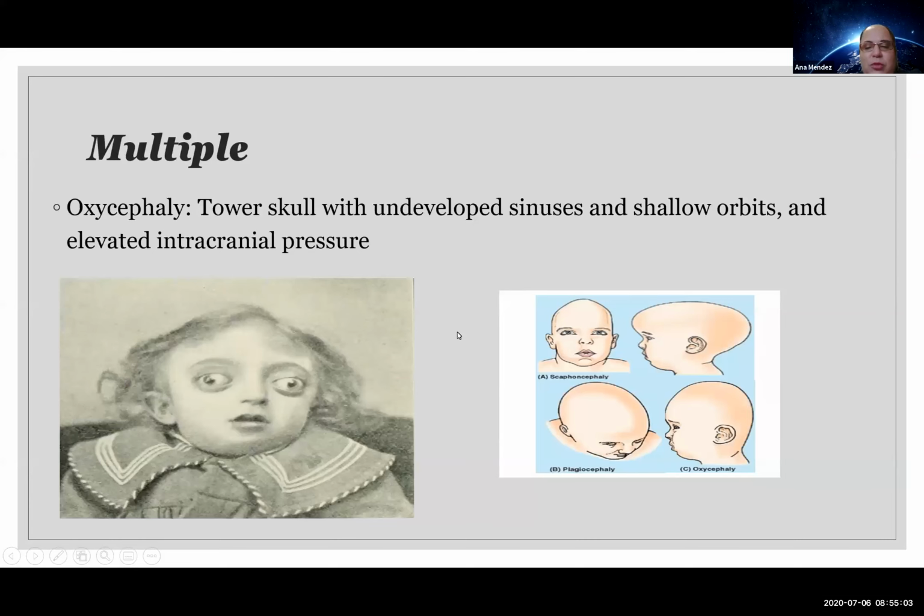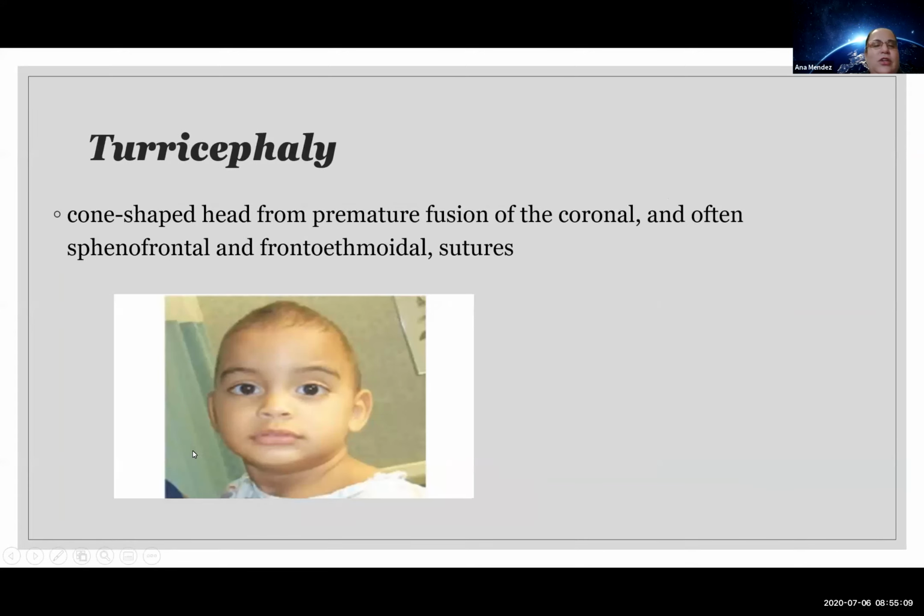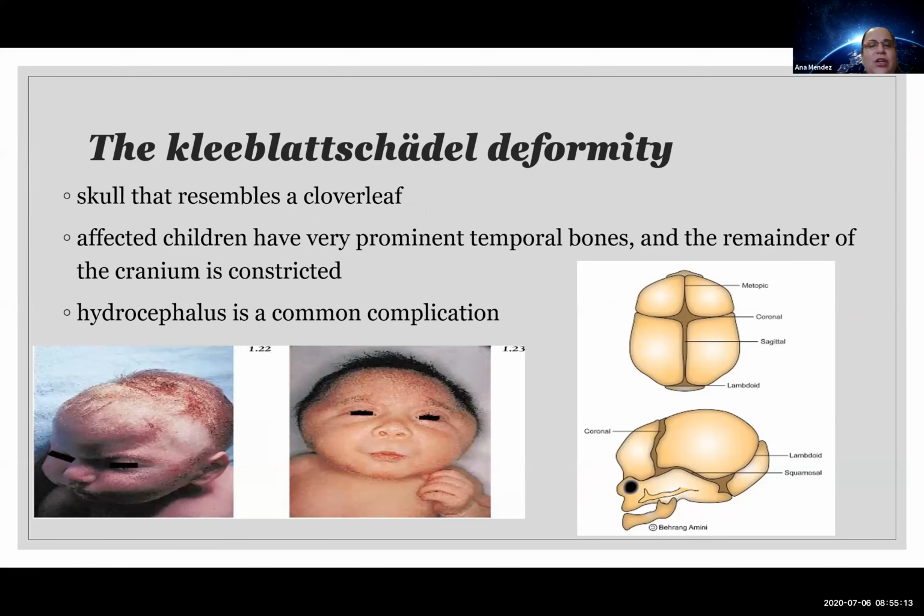You can have multiple ones. This is an actual picture from the 1900s. And you can have a cone-shaped head. You can have something called the kleeblattschadel deformity, which is called that because it resembles a cloverleaf. Affected children have very prominent temporal bones and the remainder of the cranium is constricted. They can have hydrocephalus as a common complication.